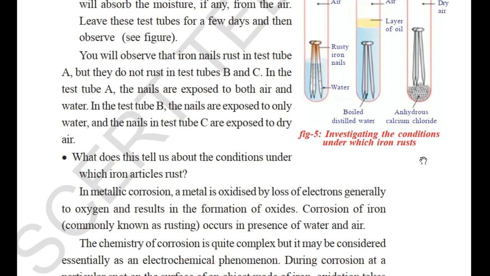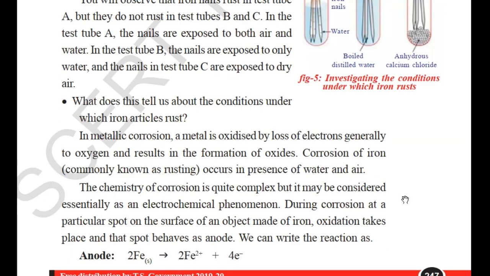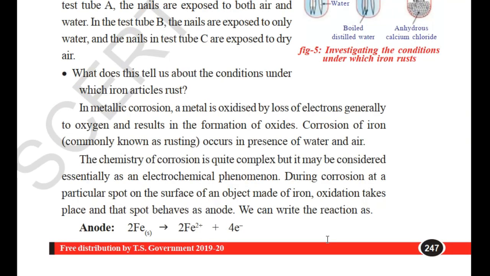So now you have to tell the conditions under which iron rusts. Metal corrosion is the losing of electrons generally to oxygen, resulting in the formation of oxide. Corrosion of iron is commonly known as rusting of iron, which occurs in the presence of water and air. Corrosion is quite complex, but it may be considered an essentially electrochemical phenomenon. During the corrosion of iron, at a particular spot on the surface of the object, oxidation takes place, and that spot behaves as an anode. They are explaining the process of rusting in depth.